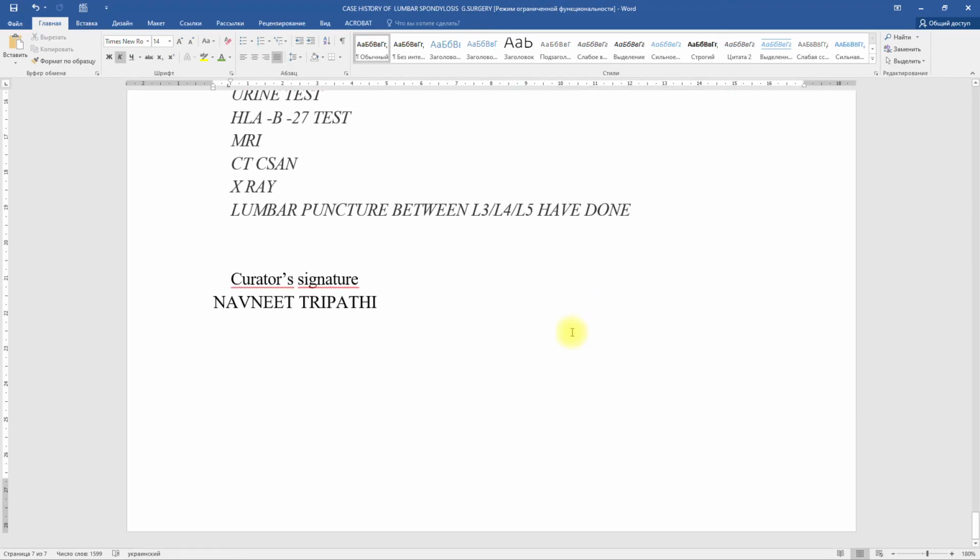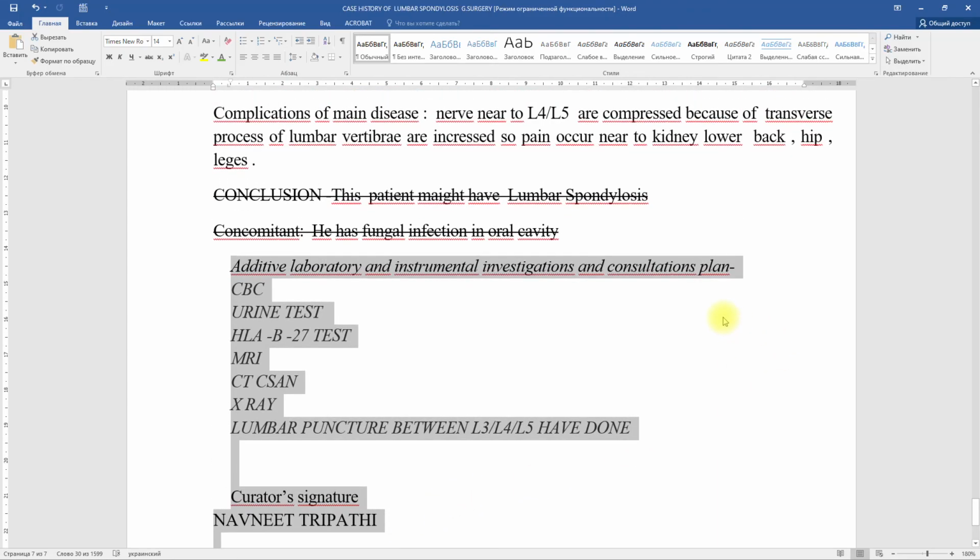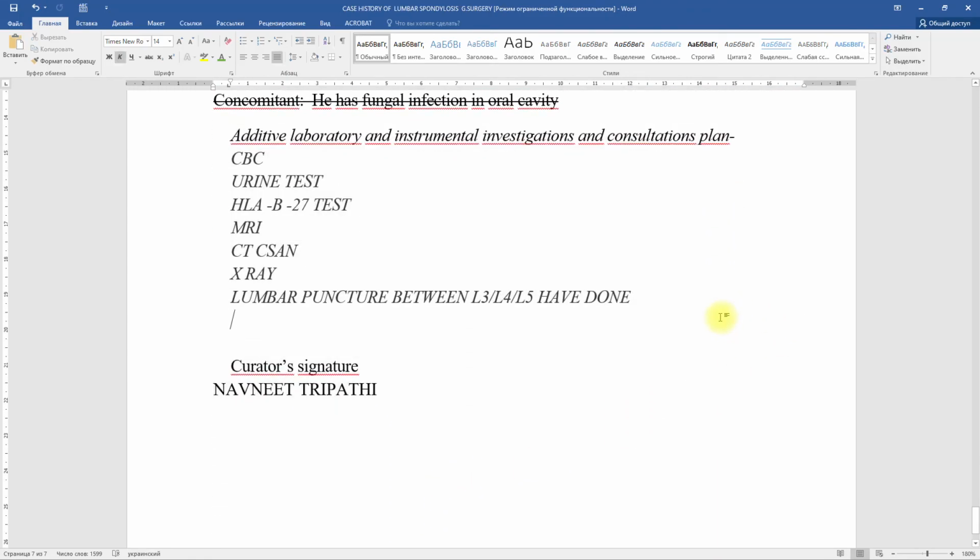Navneet, I'm hoping that I've got some wrong file, because this is not a case history. That's one third of a case history. Please watch again all this tutorial I've made for you and write down a good case history.